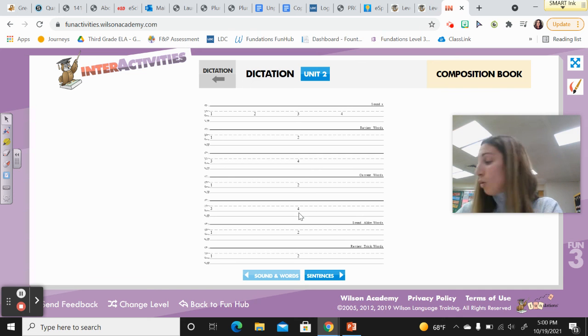All right, number 4. Shopper. Say it. Shopper. My mom is not much of a shopper. What's our base word? Shop, right. Sh, ah, p. Shop, shopper. Spell it and mark it. Underline the base word, circle the suffix.